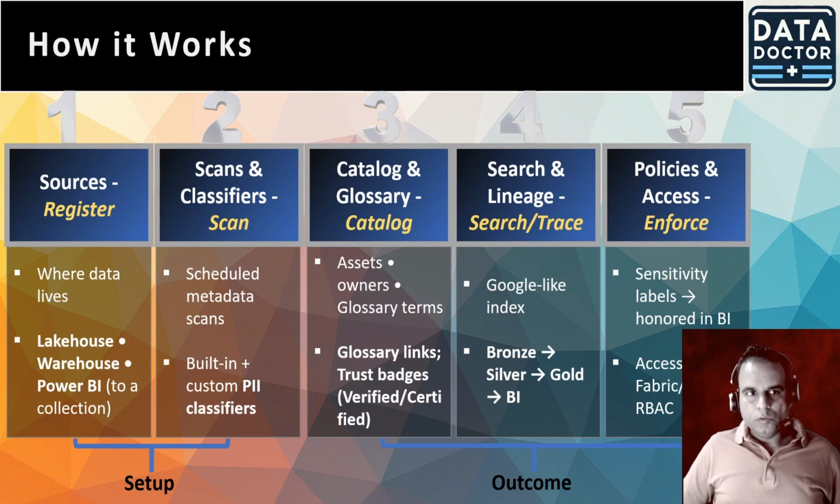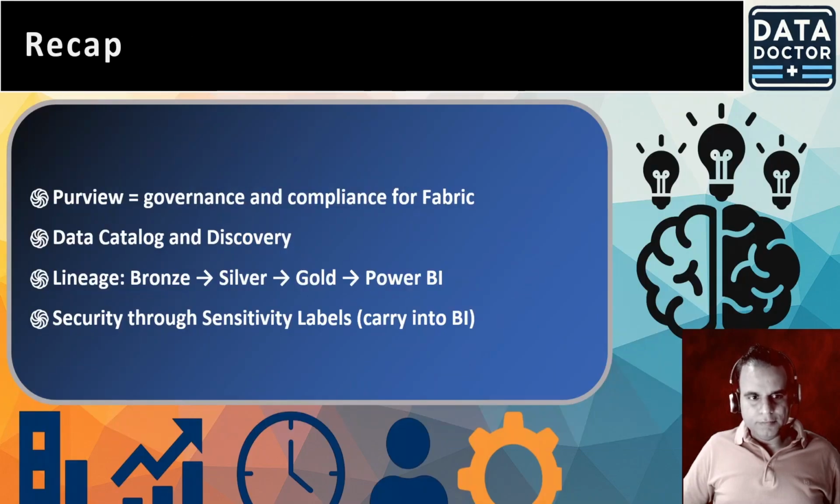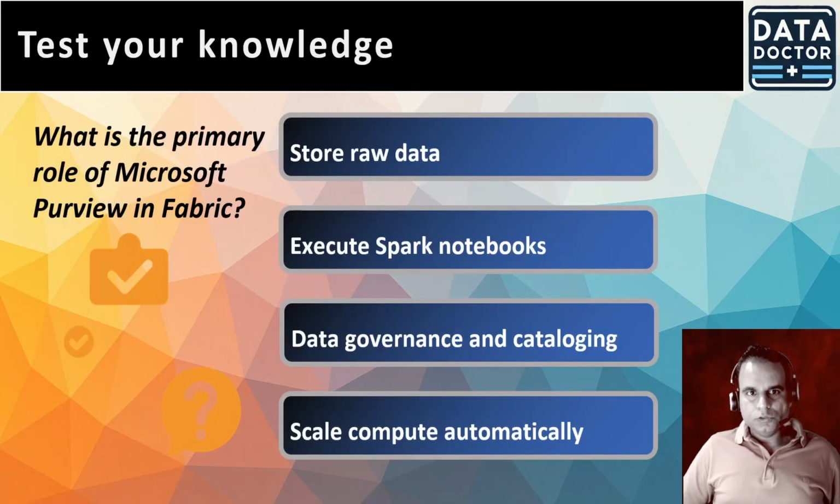Until this point, we have covered the core concept of Purview. And let's go to our last and recap slide and see what we have learned so far. We saw that Purview is a governance and compliance layer within Fabric. We saw also that data cataloging and discovery is very fast with the help of Purview. The lineage, which means the traceability of the data within various layers, for example, from bronze to silver to gold to Power BI, is possible in Purview. And we also saw that security is maintained through sensitivity labels, which also carry into Power BI.